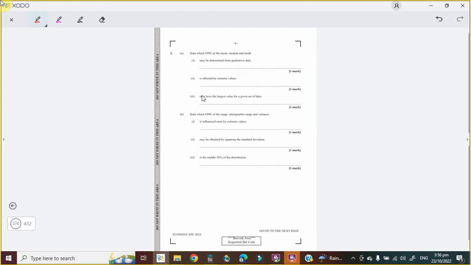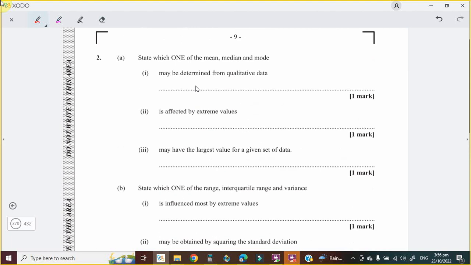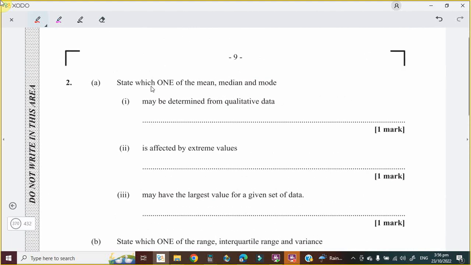Alright. Number 2. It says state which of the following, mean, mode, or median, may be determined from qualitative data. Which one is that? No, it says state which one, either mean, mode or median. Which one can be determined from qualitative data?